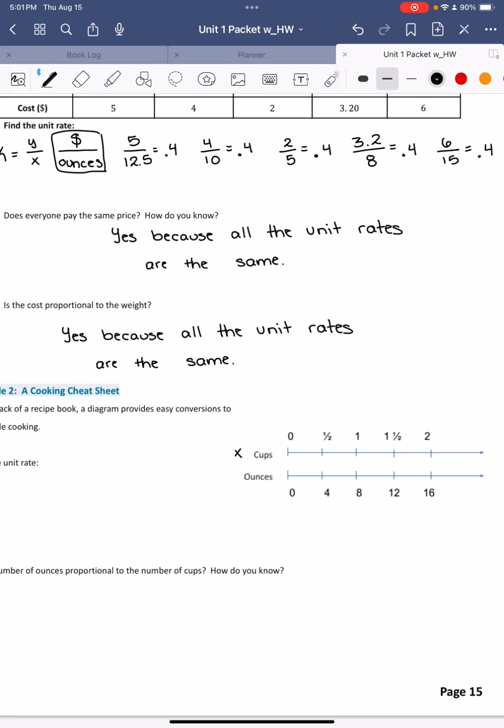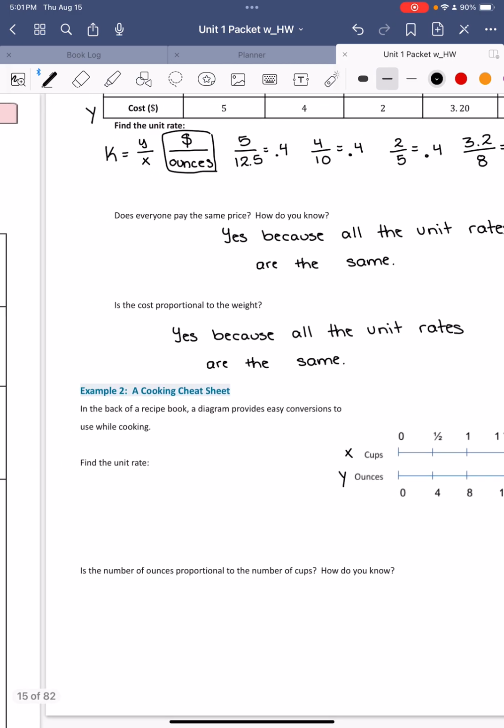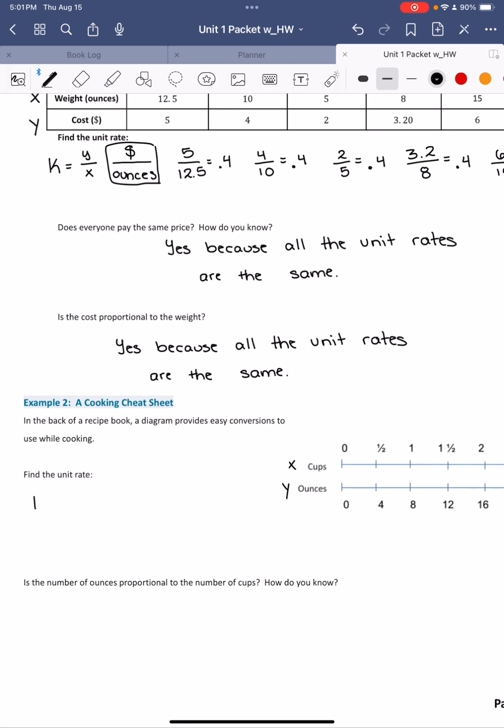X is on top, Y is on the bottom here. So X is my first row, Y is my second row. But be careful when I go to plug this into my formula, Y is on top and X is on the bottom. So Y divided by X. In my label, this is ounces divided by cups. I'm going to go through and check every single one. Now, 0, 0 is an exception, so I'm just going to leave that one out.